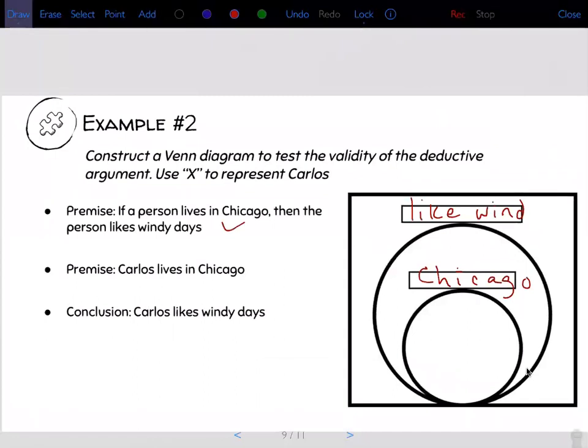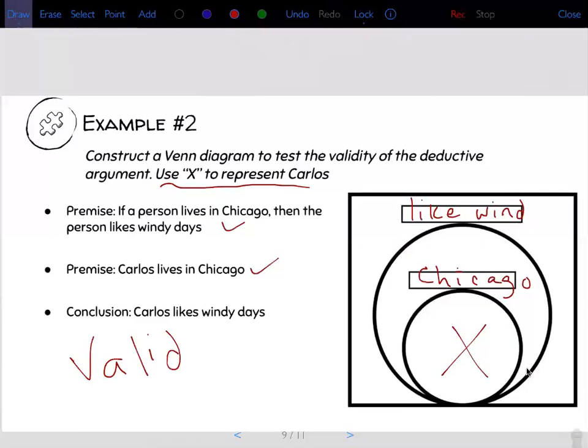Now, the next part says, Carlos lives in Chicago. And again, in this example, we're using the letter X to represent Carlos. And so it says Carlos lives in Chicago. So our X is going to go clearly inside of the Chicago circle. Now we check the conclusion. The conclusion says Carlos likes windy days. In this case, the X is in Chicago. It's also inside of the people that like wind. And so it is supported. We are happy here. So this is an example of a valid argument.